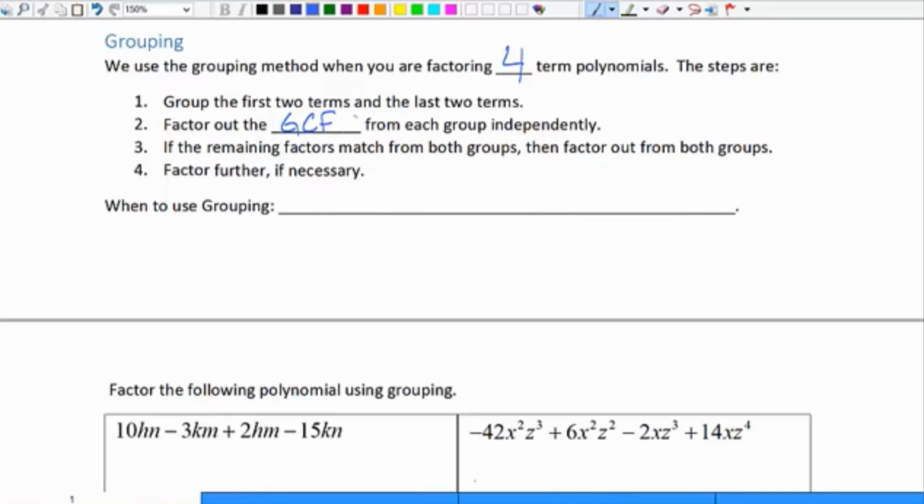So when do you want to use grouping? We only use grouping when we're factoring 4-term polynomials. This is the only time grouping is actually going to work.